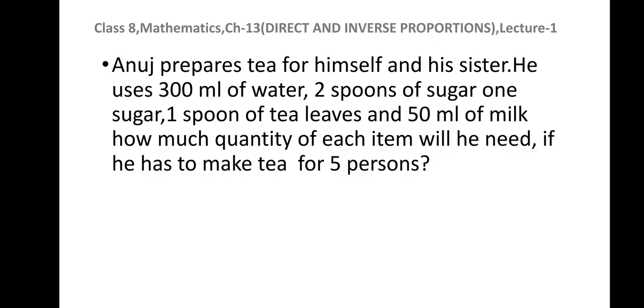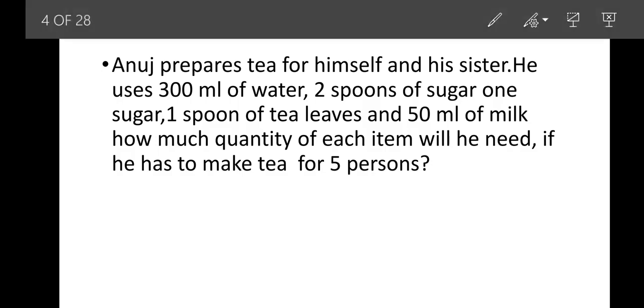To understand direct proportion, let us take a few examples. The first example I have written is, Anuj prepares tea for himself and his sister. He uses 300 ml of water, 2 spoons of sugar, 1 spoon of tea leaves and 50 ml of milk. How much quantity of each item will he need if he has to make tea for 5 persons?